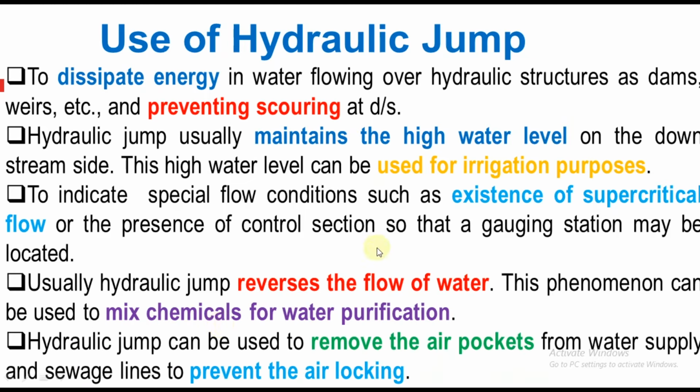And the last one, it can be used to remove the air pockets from the water supply and sewage line and prevent air locking. So by forming the hydraulic jump, we can remove the air pockets which exist in the water supply system or sewage line. Whatever air locking generally takes place in those pipelines, generally we provide air valves at different locations or sections in those lines, water supply line and sewage line. So we can simply also use hydraulic jump.